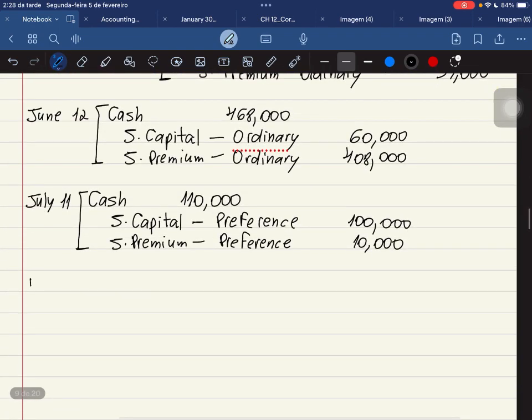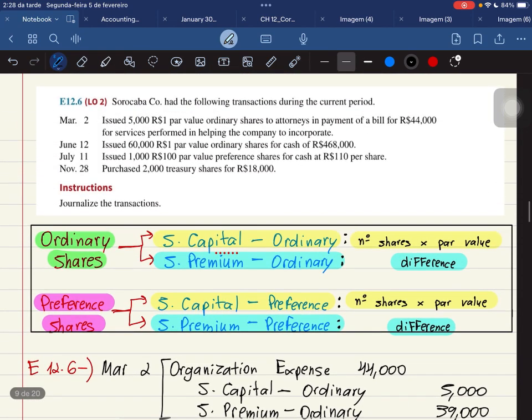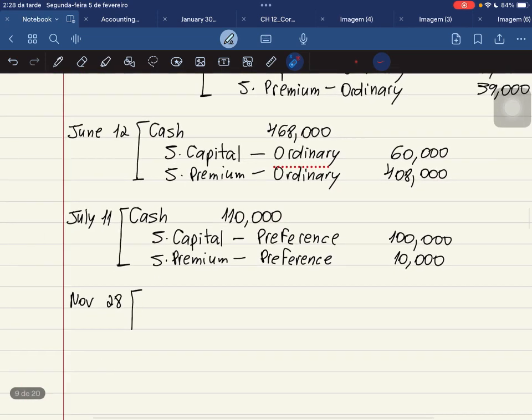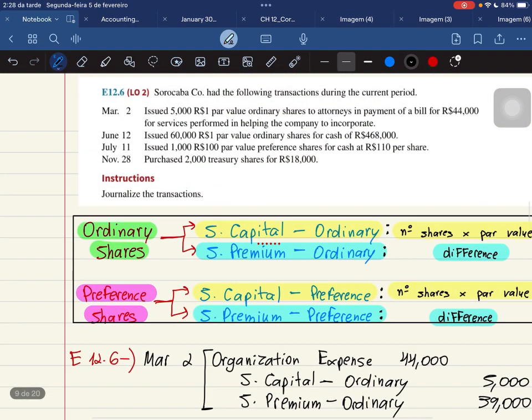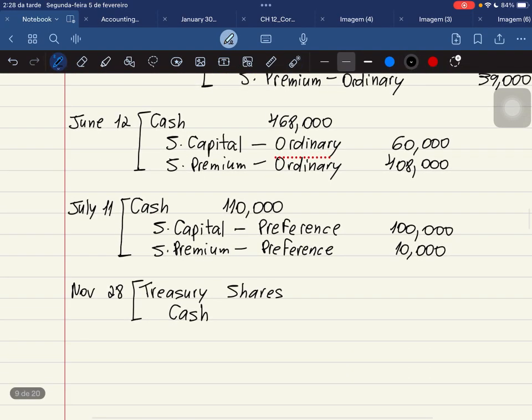Last entry happened on November 28. Purchase 2,000 treasury shares for 18,000 reais. Well, in this case, we just purchased the shares. We don't even have the par value, right? And we purchased treasury shares. So when you purchase something, your cash has to go down, right? Because you're spending money in order to purchase. And your shares are going up. In this case, your treasury shares are going up. So this one is pretty simple. And we can just go ahead and record the number of 18,000 reais for both of them.